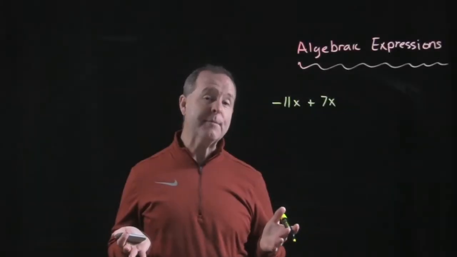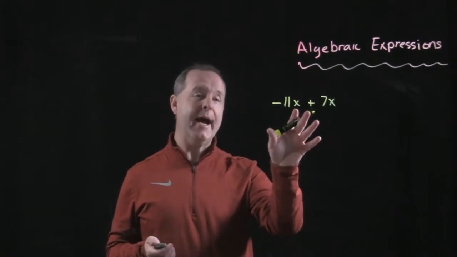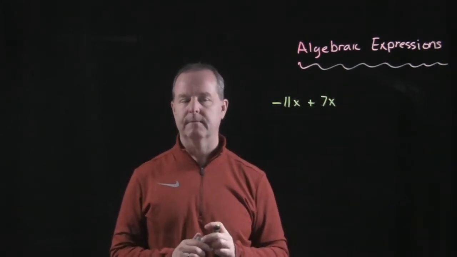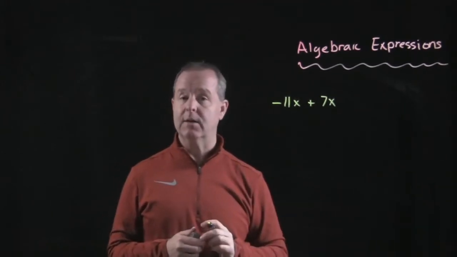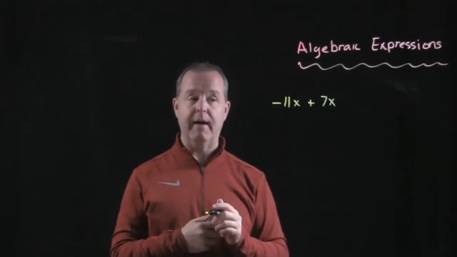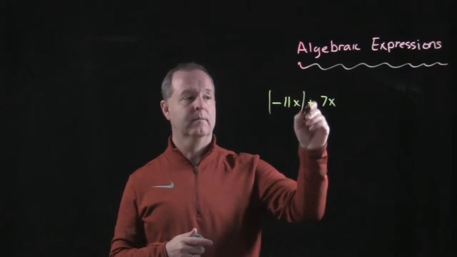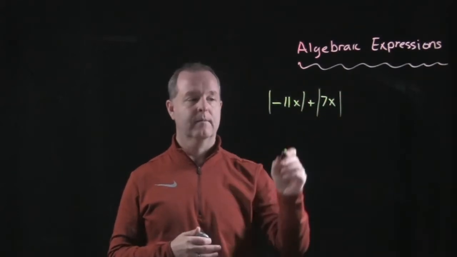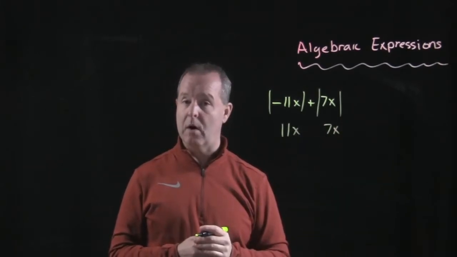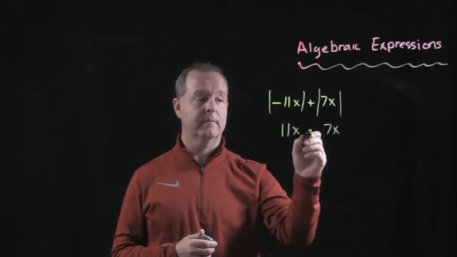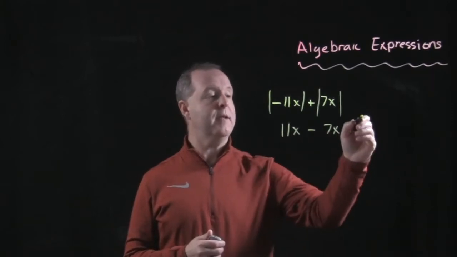We can use the same rules if we wanted to add algebraic expressions. Minus 11x plus 7x. Since their signs are opposite, we can think about their absolute values. Subtract the smaller from the larger. Its result here would be a 4x.